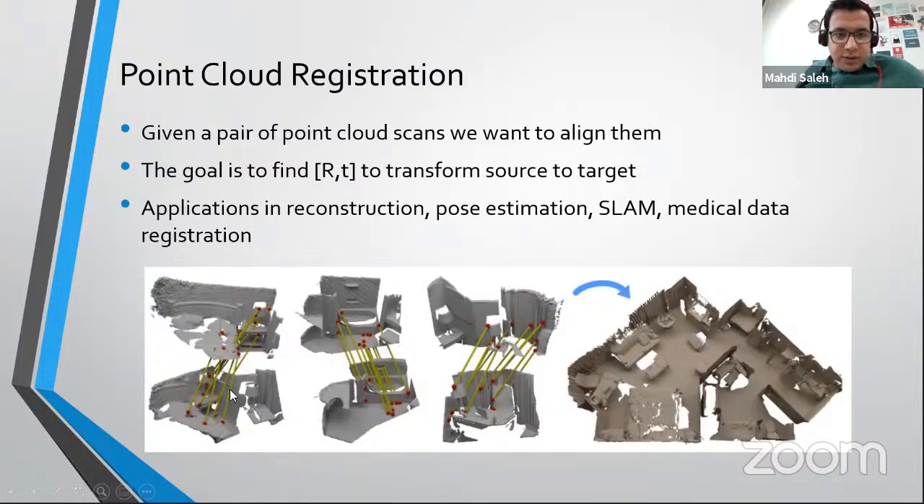And the goal is to find a rotation and translation, which you can apply to the first point cloud, the source point cloud, to bring it to the target point cloud. This is used in a lot of different tasks in 3D computer vision, such as reconstruction, object pose estimation, camera pose estimation, even SLAM. It also has applications in medical data registration, for example. So it's very much used, but how to do this is a bit challenging.